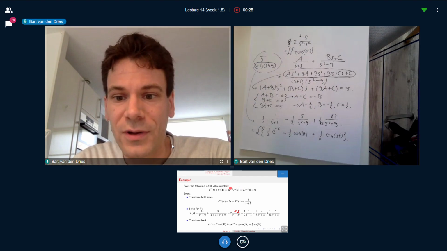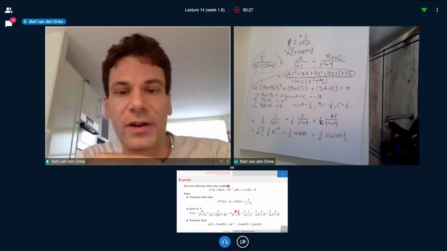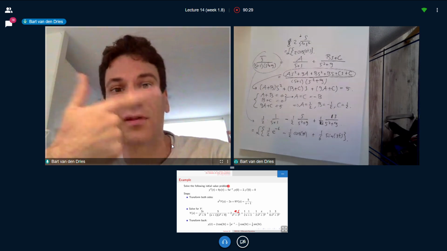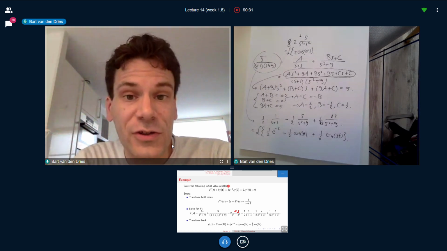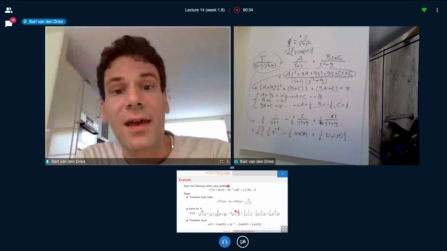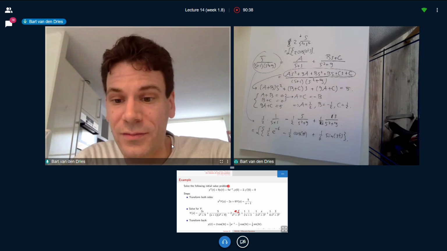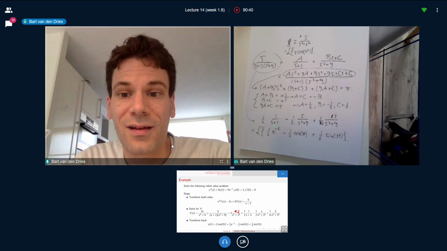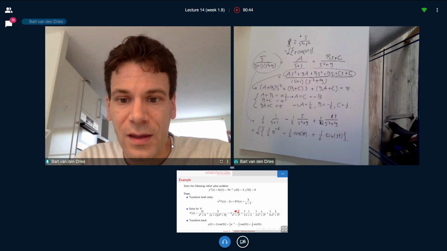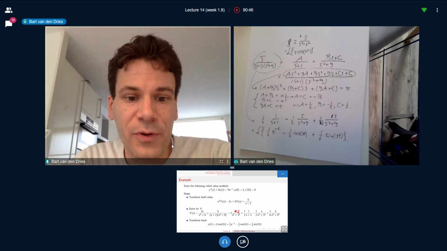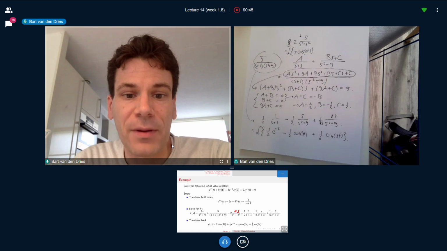You don't have to do all these separate stages where you first solve the homogeneous equation and then find a particular solution of the inhomogeneous equation, and then at the end have to plug in the boundary conditions. No, it all works out in one attempt, really, one calculation. So that's a very nice property of the Laplace transform.